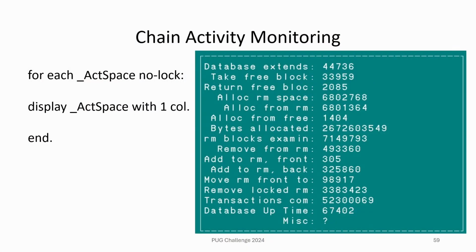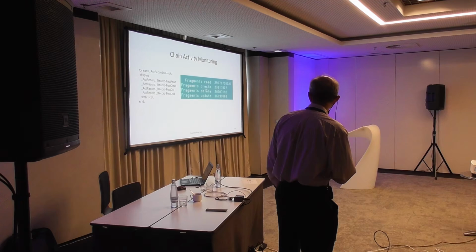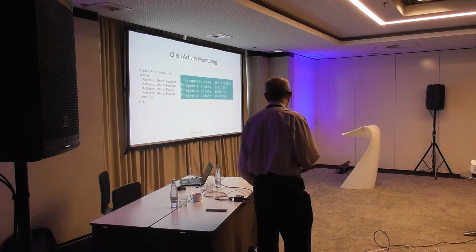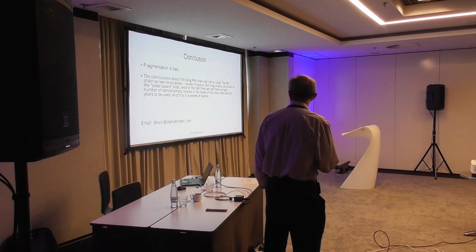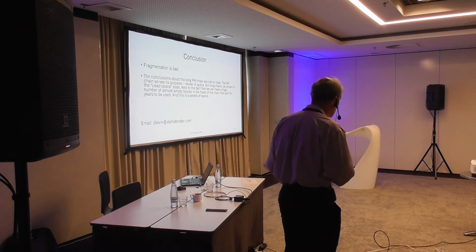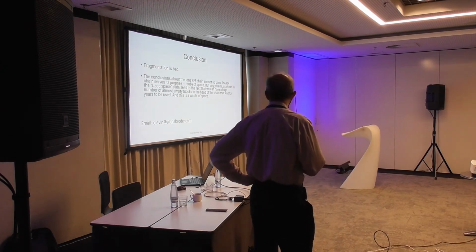And this is a screen from activity monitoring, which I showed you before, ActSpace, which is one for the whole database. This is also a good screen for ActRecord, but again, it shows how many creates, deletes, and fragments. It shows information about fragments, but again, it's one for the database, not per table. And finally, the conclusion of the presentation is basically that fragmentation is bad. You probably knew this before you came to this.